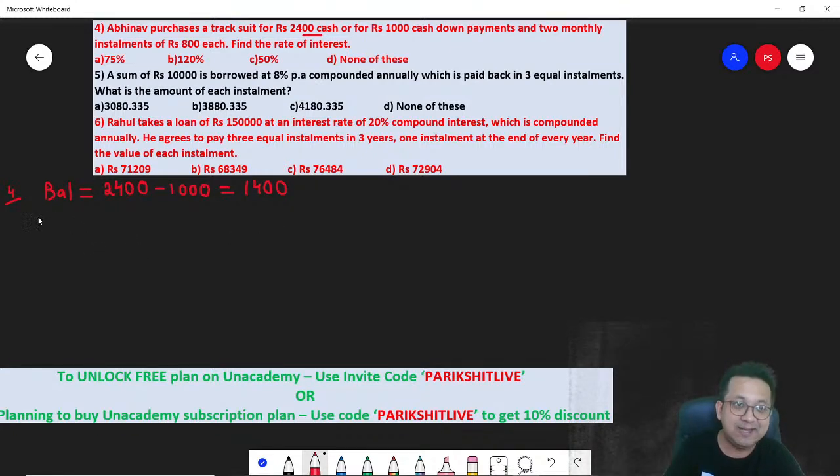Because that 1400 is the outstanding amount, the bank is going to charge interest on it. So what is your debt? Your debt is your outstanding balance, 1400, plus simple interest, PRT by 100. P into R, R is what you need to calculate, into T. T is 2 months divided by 100. Remember, time is in years, so you divide by 12.